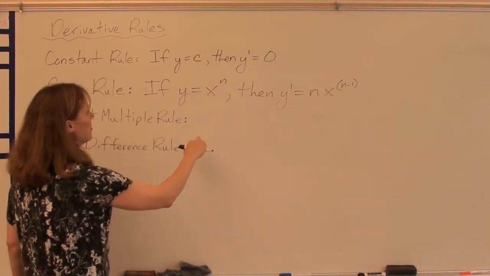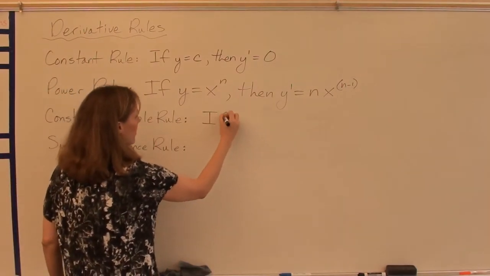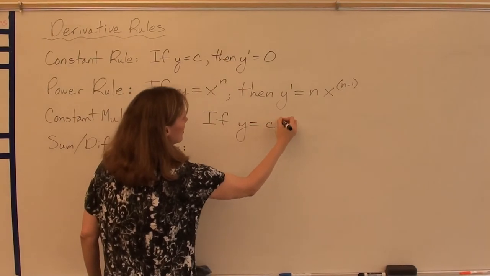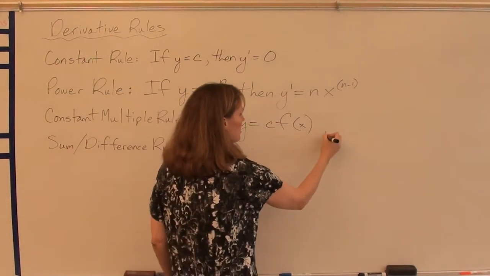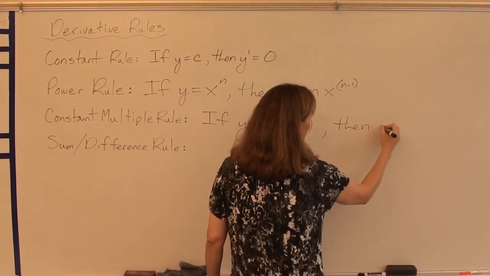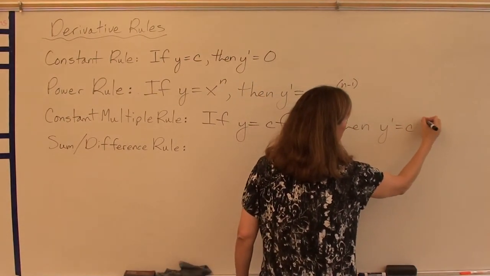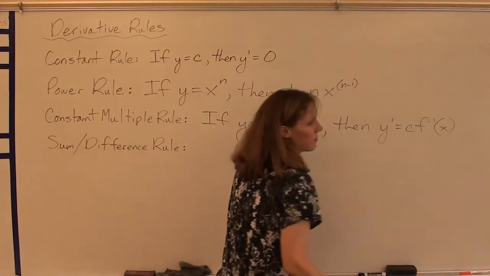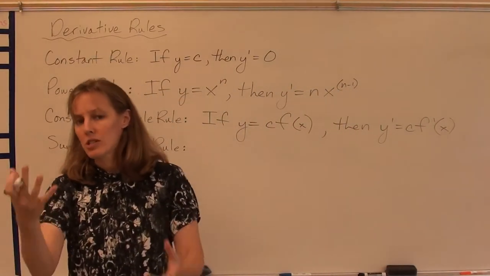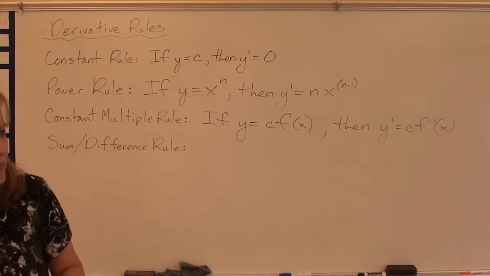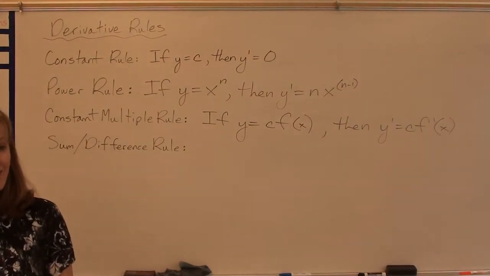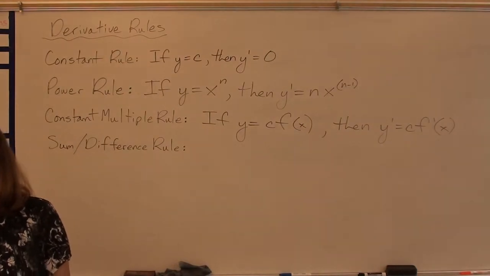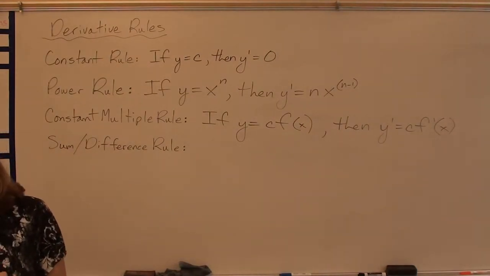All right, the constant multiple rule. If y equals c times a function, if there's a constant in front being multiplied, then the derivative of that constant just gets multiplied by the derivative. So coefficients just come along for the ride. This kind of reminds me of when we did limits. Yes, very similar. That's the constant multiple rule.